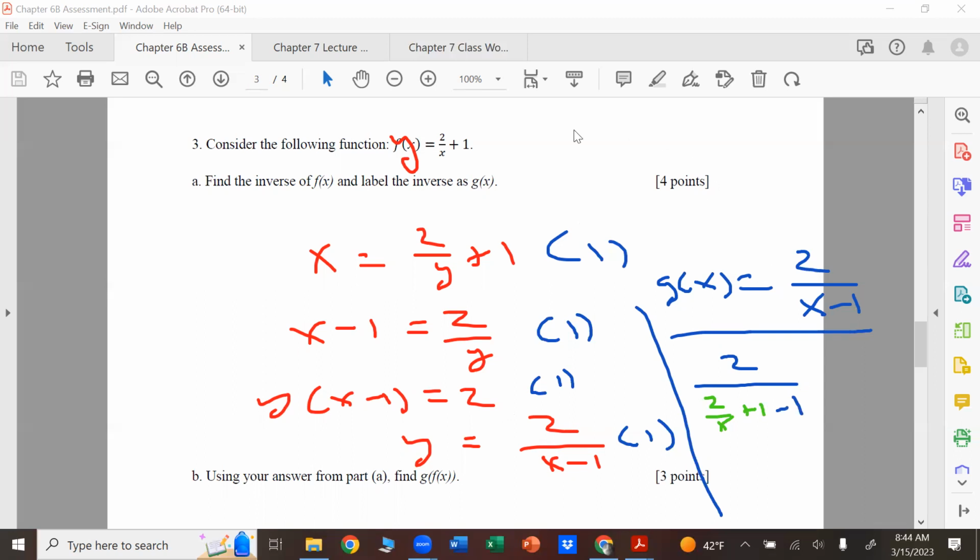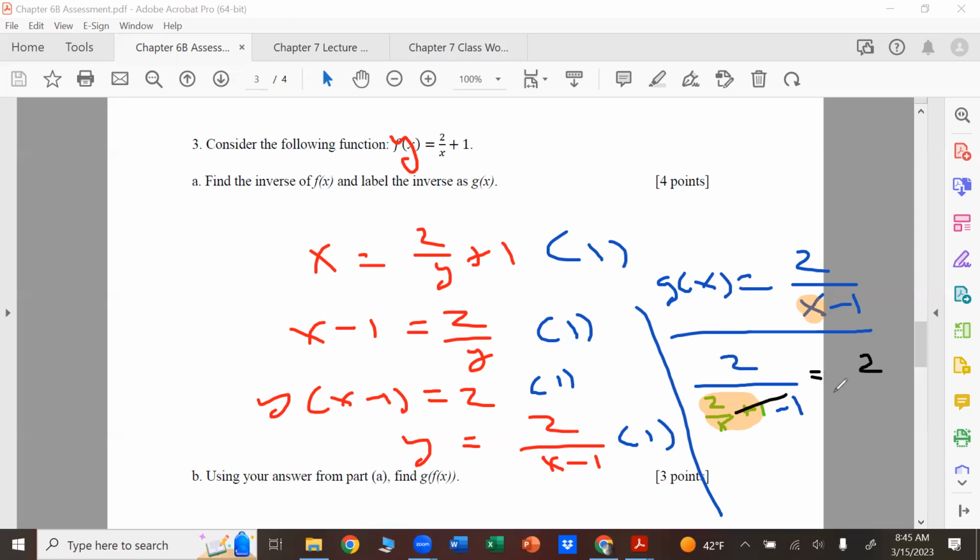So really what's happening is that what I'm highlighting in orange gets replaced with all that right there. So you simply take out the x from g of x and replace it with 2 over x plus 1, which is f of x. When you clean it up, you should clean it up very nicely.